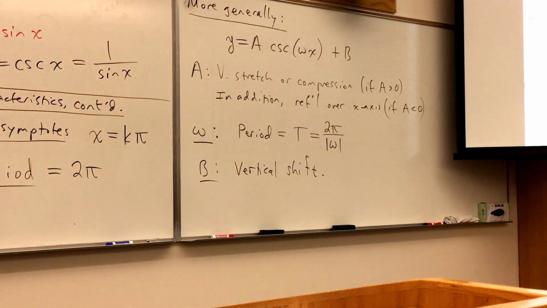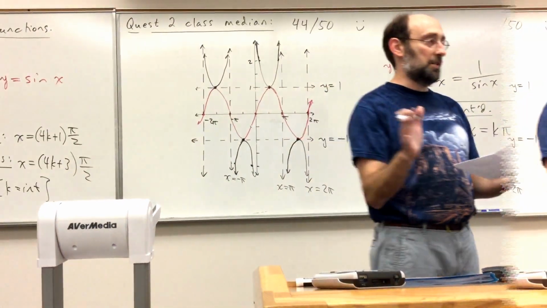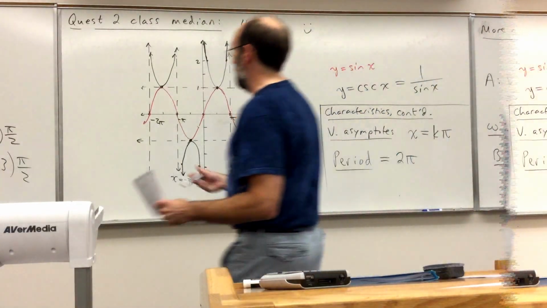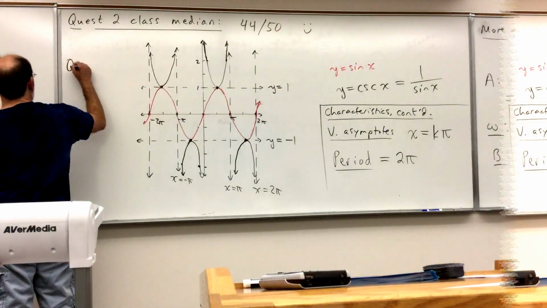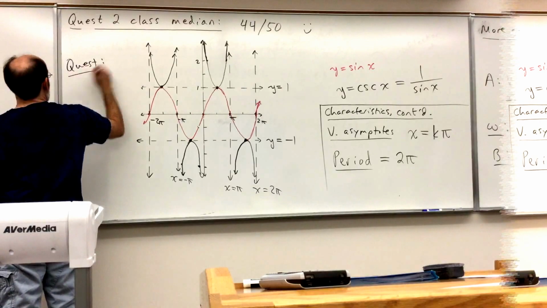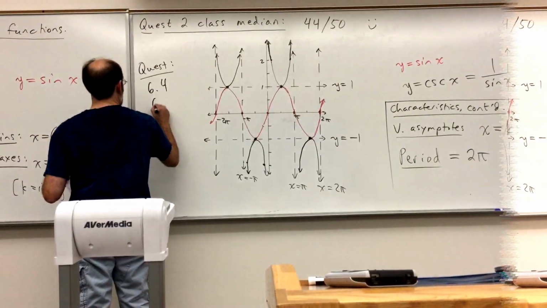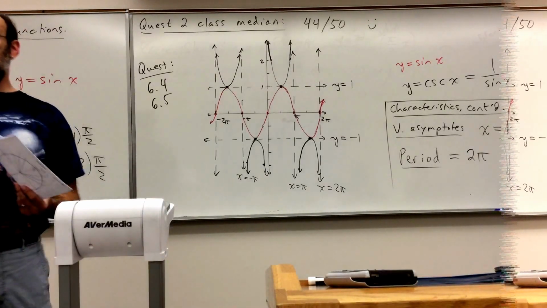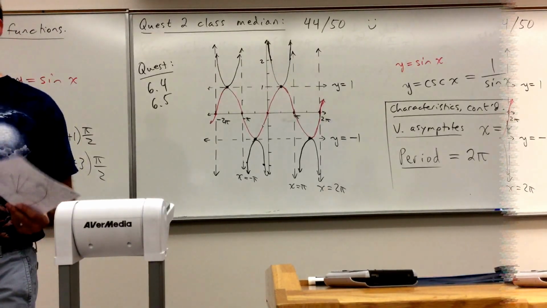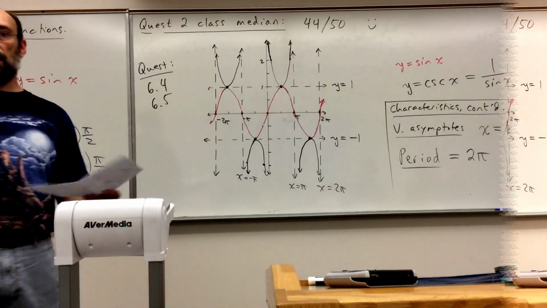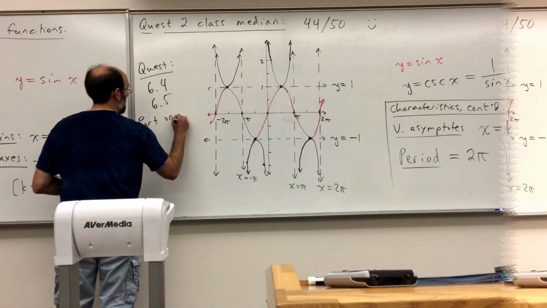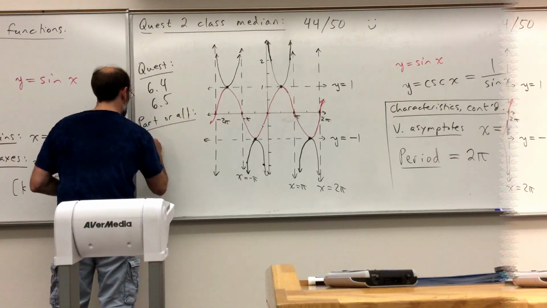Okay, we have about 5 minutes or so, and since we have 5 minutes, I'd like to just get started on 6.6. I'll let you know your quest for Tuesday is going to be 6.4, 6.5, okay? And part or all of that quest may be without a calculator. So at least part of the quest will be no calculator allowed.